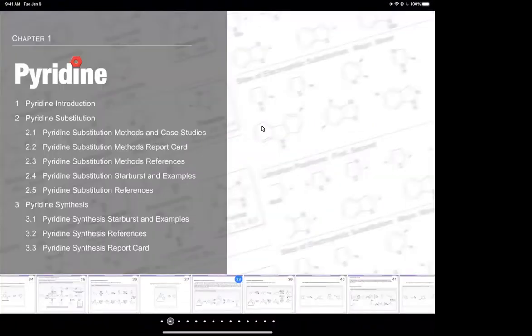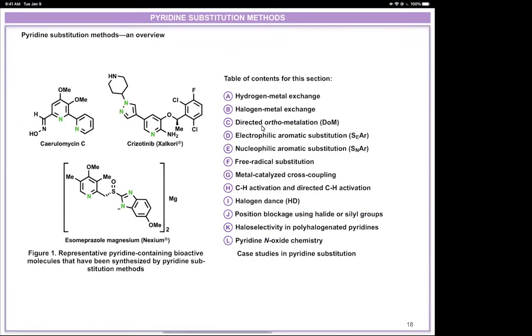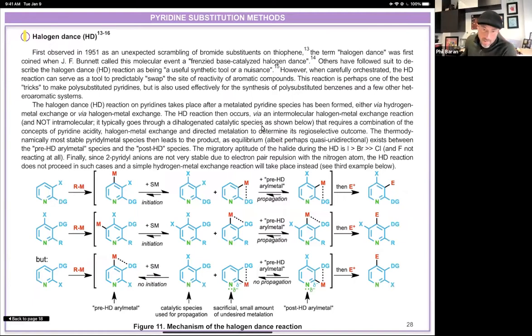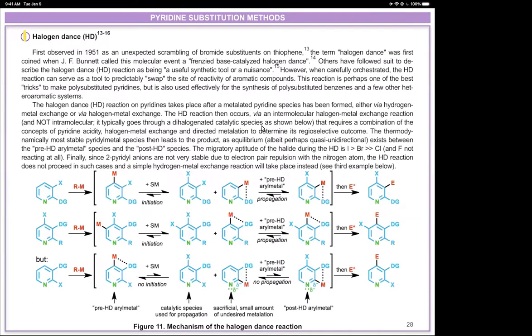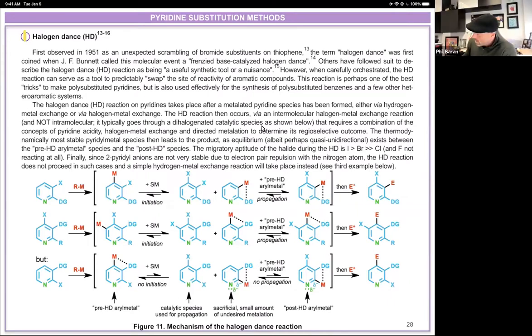Do those types of pyridines eliminate to form pyridines or like a benzene? They can under the right conditions. But what we're going to be talking about now is how to avoid and how to propagate a halogen dance reaction. So here it is in all the gory details, but we already went through this.